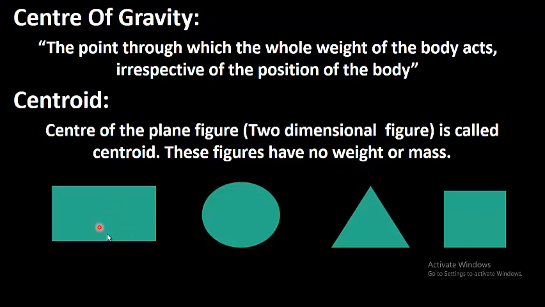As you can see here, these are a few geometrical figures which have no weight or mass, so their center is called the centroid. The center of a circle is called the centroid. Similarly, the center of a square is called the centroid. So the centroid is for two-dimensional figures, whereas the center of gravity is for those bodies which have some weight or mass.